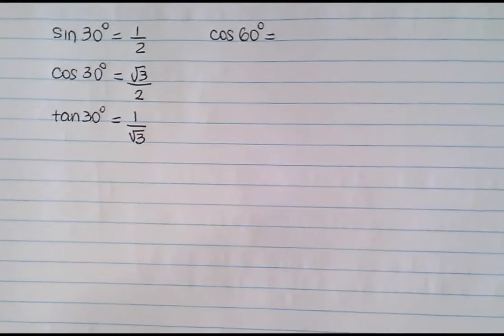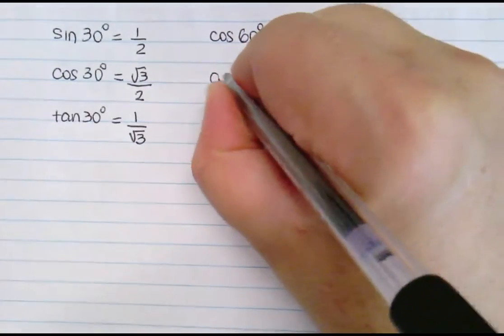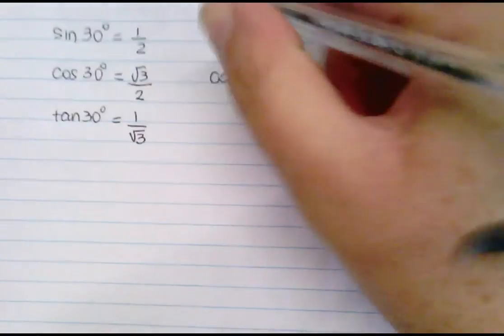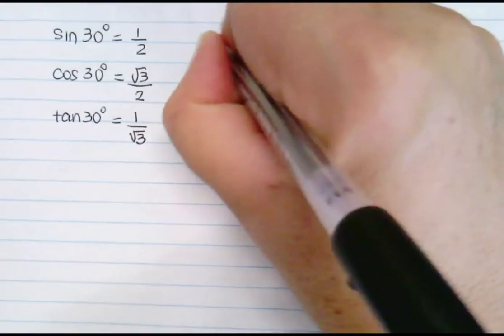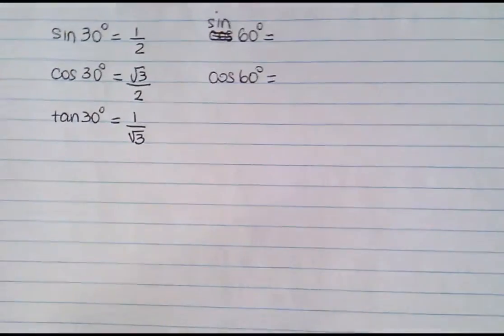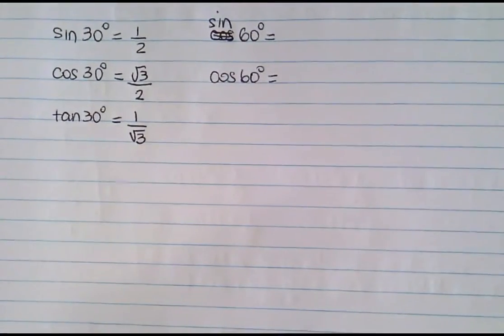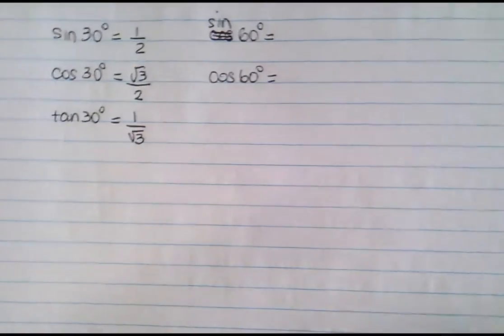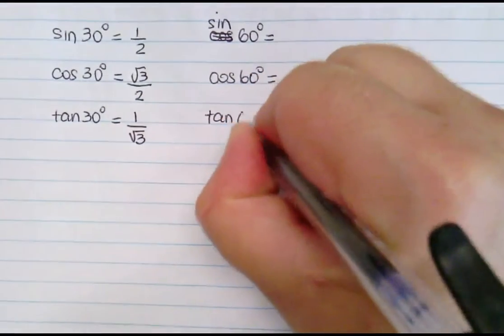Oh, I'm sorry. I don't want to do cos 60. Can you move it down? I want to do sine first. Can you make it sine? I'm sorry. Sorry. I want to go sine, cos, tan.